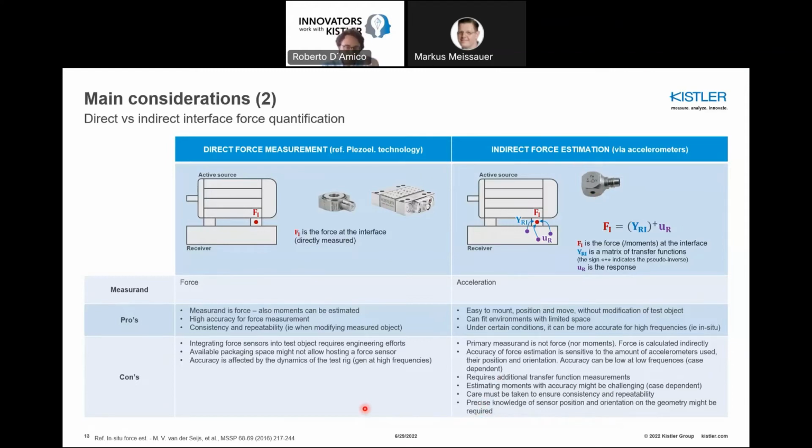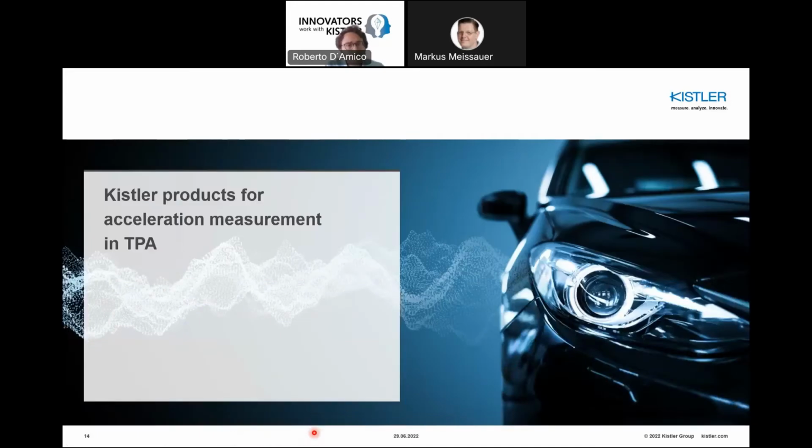And by the way, just one last thing. I think here again, I mentioned the source that I told to you about. If you want to know more about the theoretical basis, just have a look at it because it's really comprehensive. And now let's talk about acceleration sensors from Kistler.